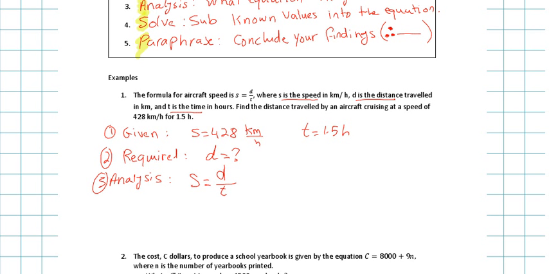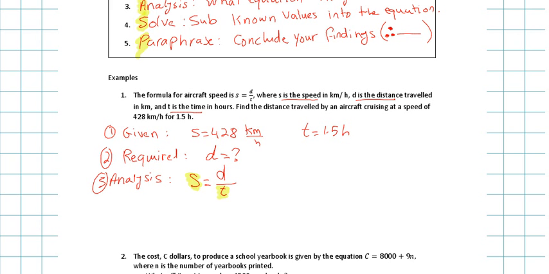So let's just quickly look at the formula and quickly analyze: what am I looking for? What is given to me? So in this formula, what is given to me? The S and the T. So I'm given this and I'm given this, right? I have to solve for D.